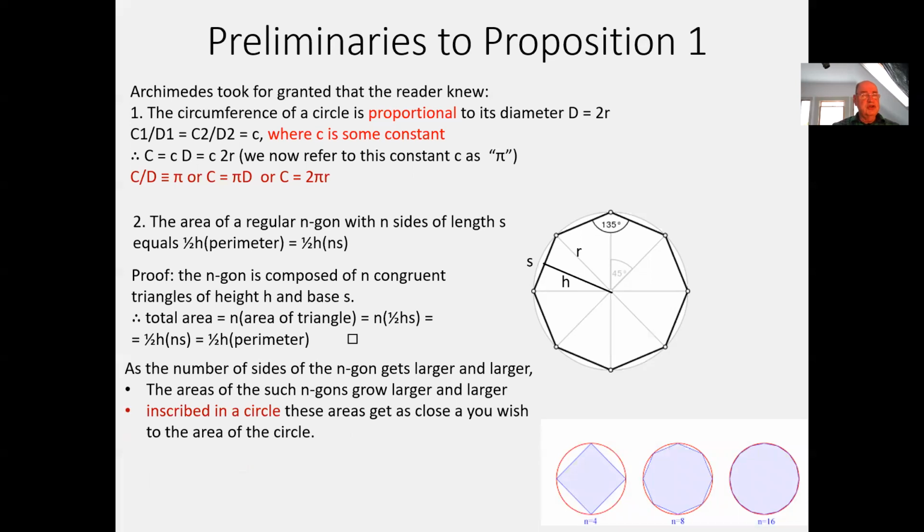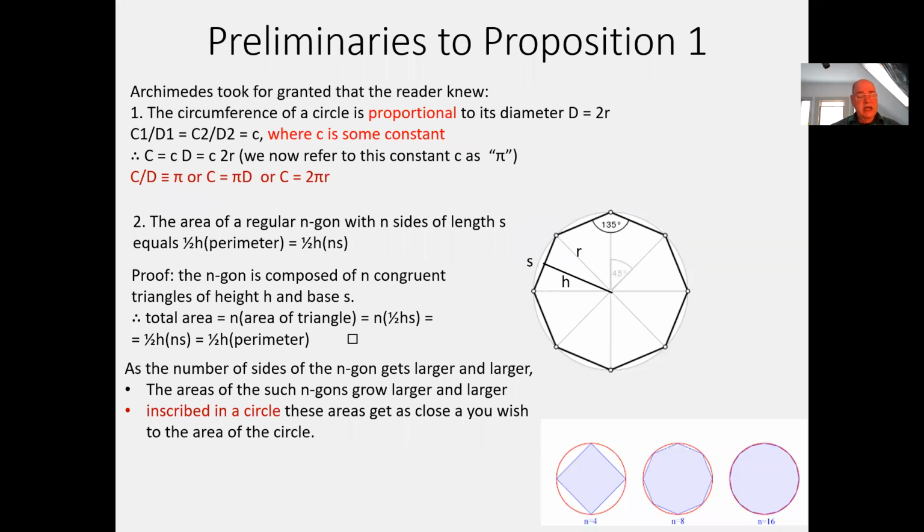And the other thing that he used, which we saw from the last time, is that you make these regular n-gons of larger and larger size. Clearly, the area is getting closer and closer to the area of the circle. And in fact, the perimeter of these figures is getting closer and closer to the circumference of the circle. So as the number of sides of these n-gons gets larger and larger, the area does grow larger and larger, and the inscribed in the circle, these areas get as close as you wish to the area of the circle.